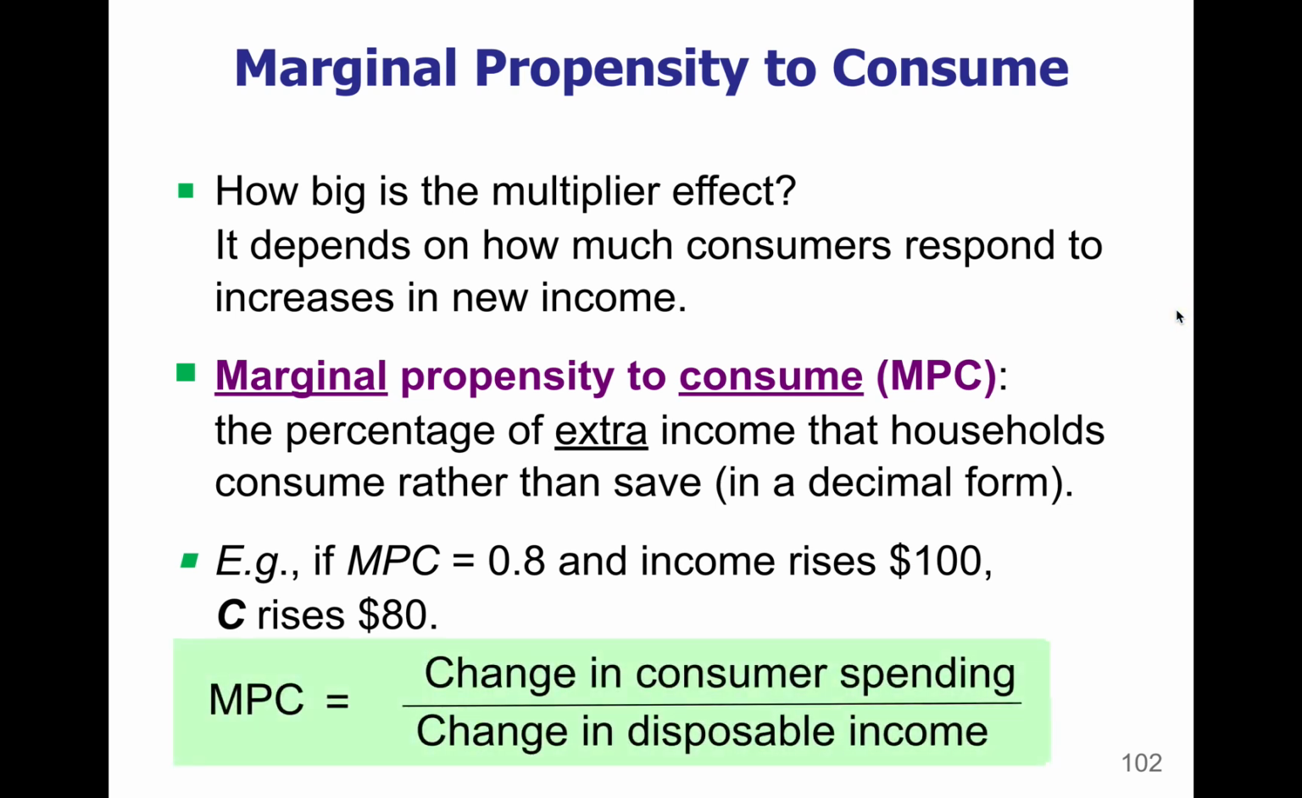So your marginal propensity to consume is basically a ratio of your change in consumer spending divided by your change in disposable income. So I got $100, that would be my denominator. I decided to spend 80 of it. That gives me an MPC of 0.8.